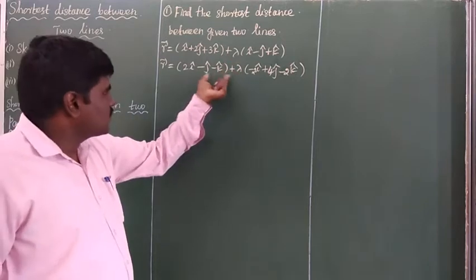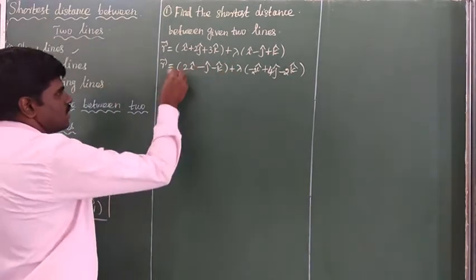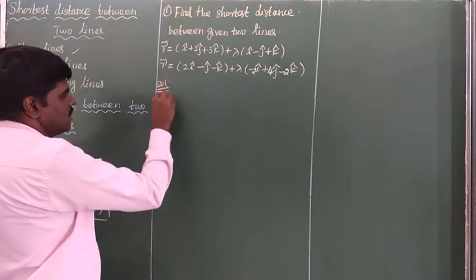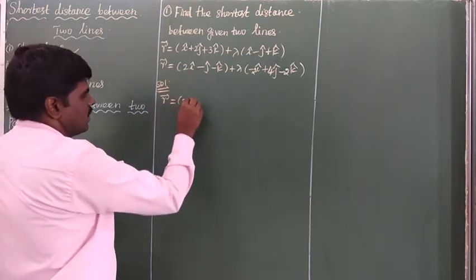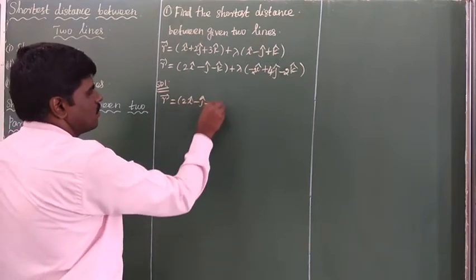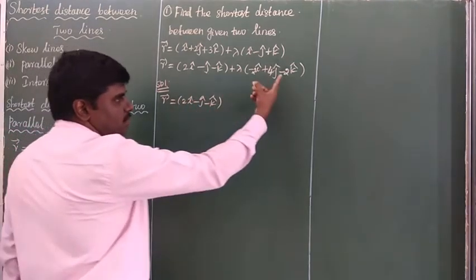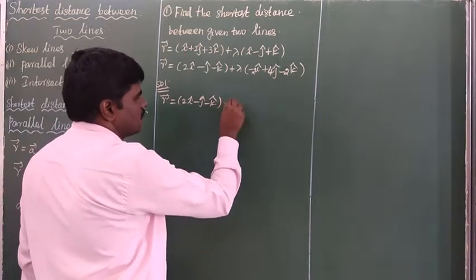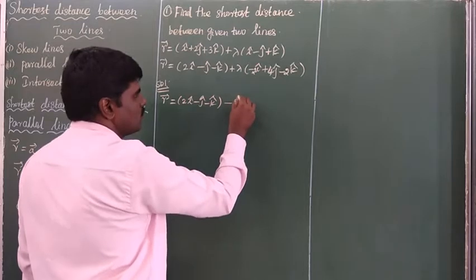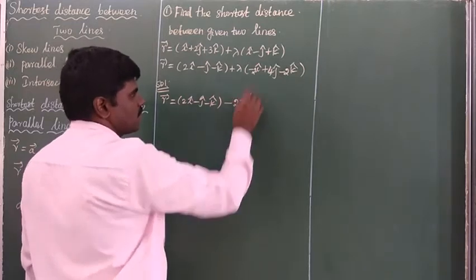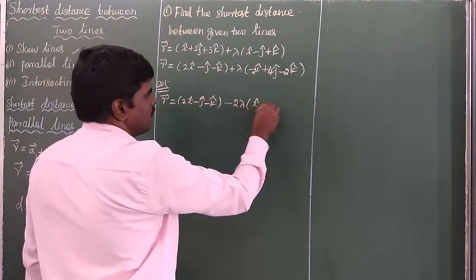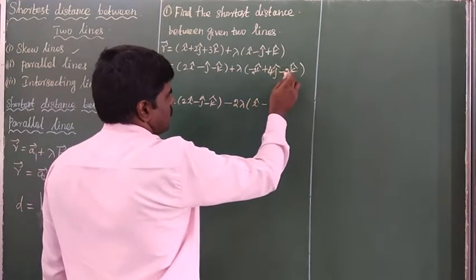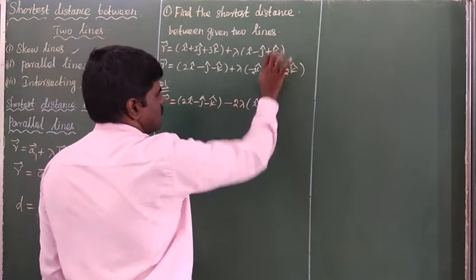So for the second equation of the line, I will simplify with a small change. The second equation of the line: r vector is equal to i cap minus j cap minus k cap, and take minus 2 common, so minus 2 lambda. What remains is i cap minus 2 j cap minus 2 k cap. Here we will make a small change, plus 2.